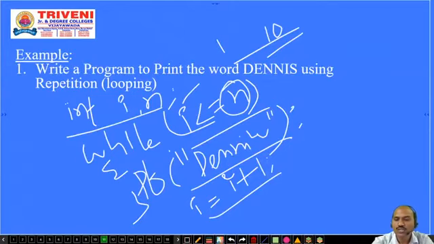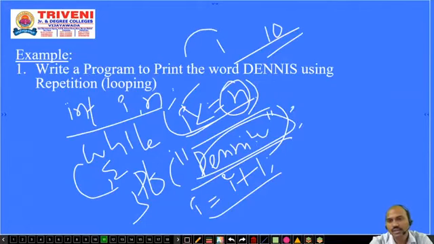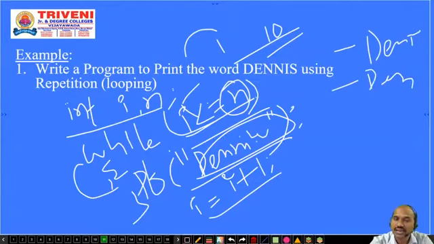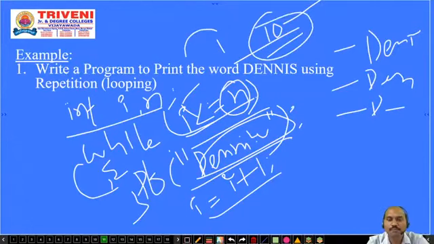That means first we are going to enter into the loop. i is less than or equal to n, so the first statement will be executed. First it prints Dennis, the second one Dennis, and the third one Dennis, and continuously the execution will happen 10 times.